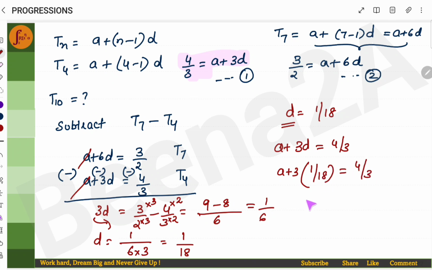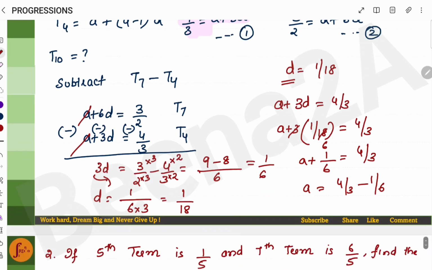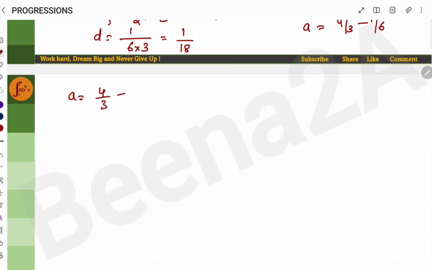Now I'll find the value of a. So 3 ones are 3, 3 sixes are 18, so a plus 1 by 6 is equal to 4 by 3. So a is equal to 4 by 3 minus 1 by 6. Again I'll take the LCM, which would be 6. This will go 2 times to get 6, so 8, and this will go once, so 1. So I'll get 7 by 6. So a is 7 by 6.